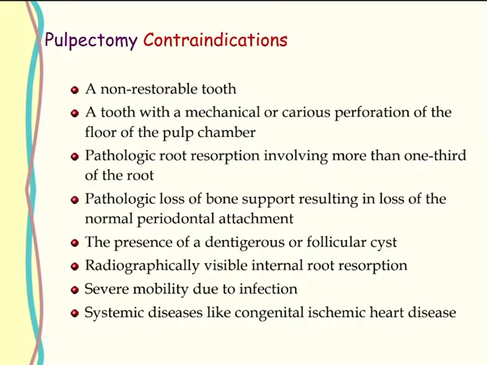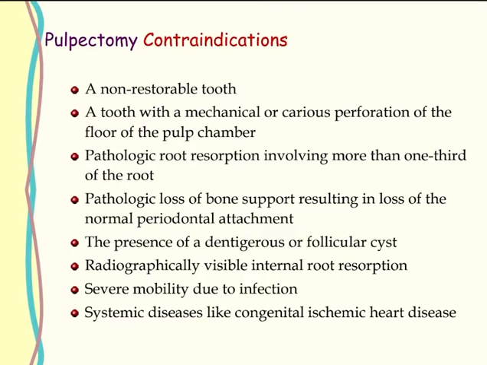Now, what are the contraindications when you don't do a pulpectomy? You don't do a pulpectomy basically when the tooth is not restorable. If there is loss of more than 1 wall of the tooth, then it is not recommended to do a pulpectomy, because the main objective of doing pulpectomy is to restore the tooth back to function, which will not be possible if there is loss of more than 1 wall. A tooth with a mechanical or carious perforation at the floor of the pulp chamber is also a contraindication because there is a perforation. Pathologic root resorption of more than 1/3.